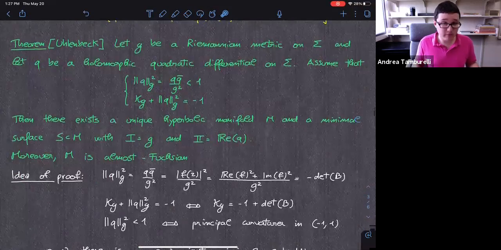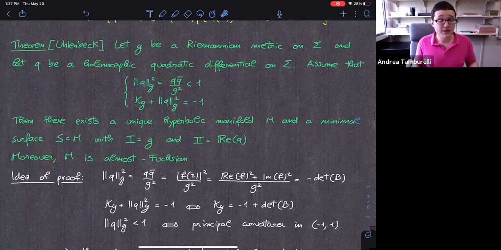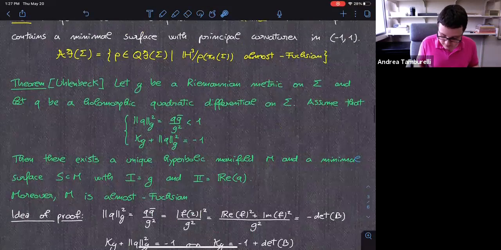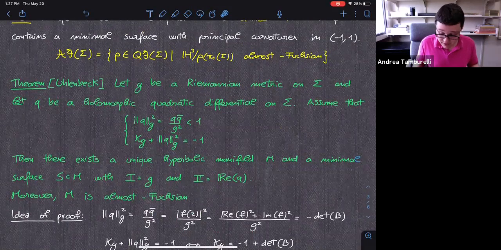Okay, so it's a famous theorem by Uhlenbeck that the geometry of almost Fuchsian manifolds can be entirely reconstructed from the embedding data of the minimal surface. So precisely, we have the following result.